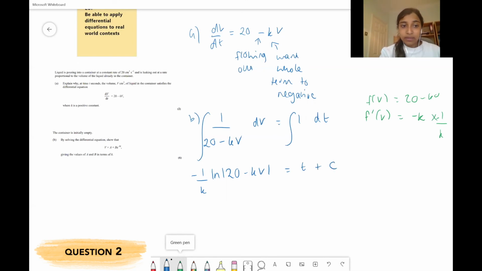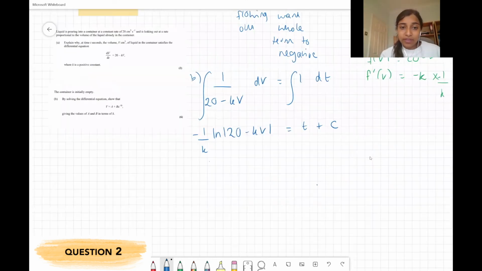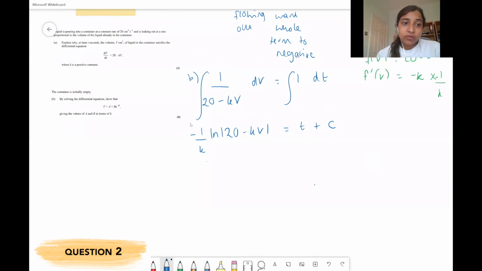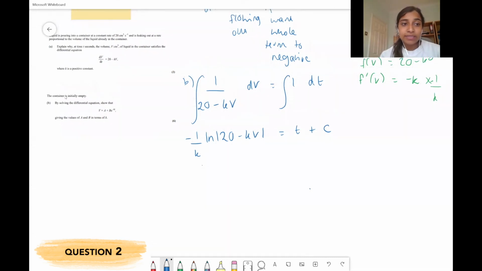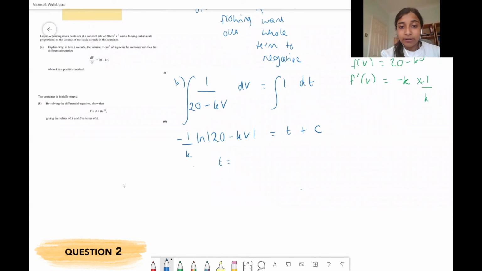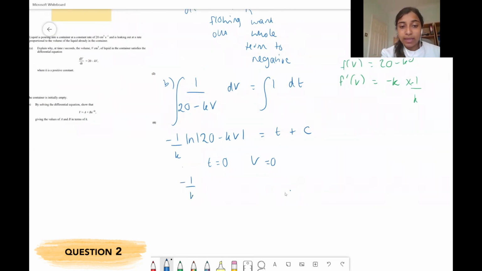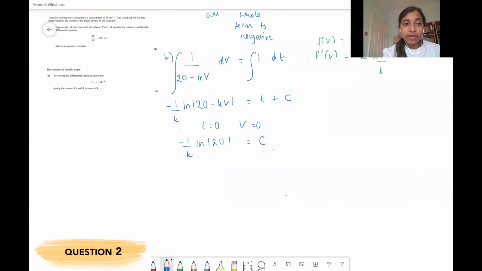plus c. So now that we have this, in order to get this form, we want to try and find out our value of c, our constant. And we know that because it says the container is initially empty. So at t equals 0, our volume is equal to 0, so we can plug those values in to find our c. So that means minus 1 over k ln 20, that's just equal to c. So now we can plug that in and rearrange.